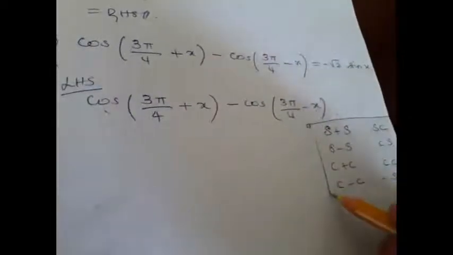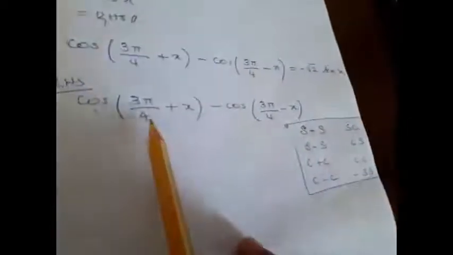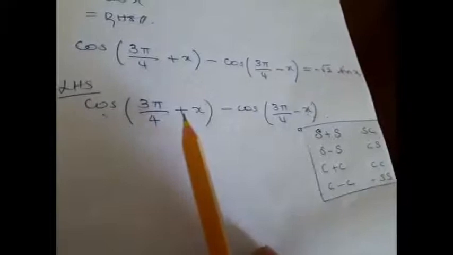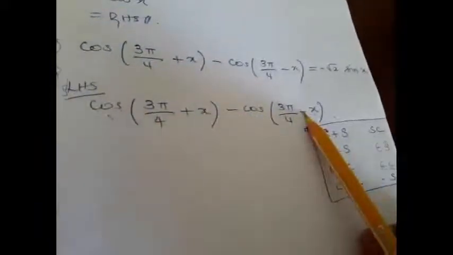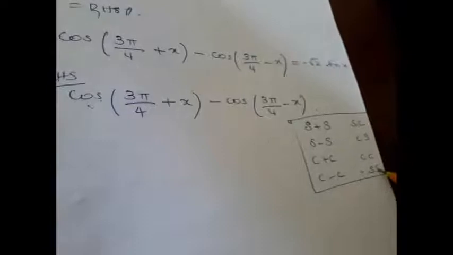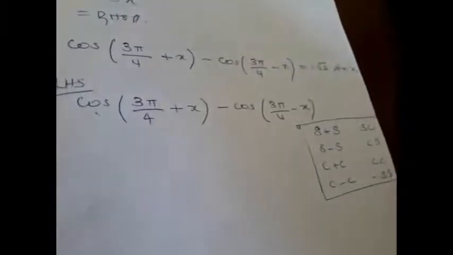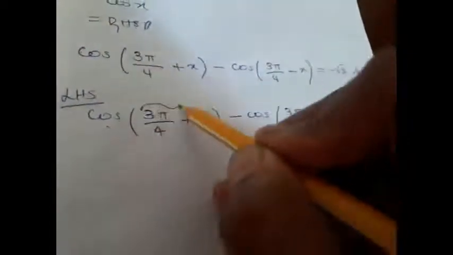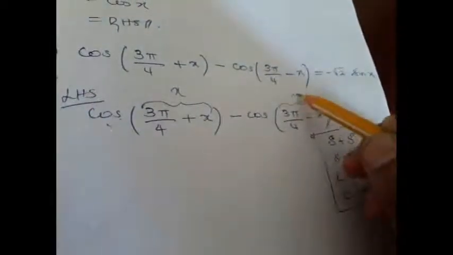So now I am going to solve this problem using this identity only, because of the angles. Actually the identity says cos x minus cos y equals minus 2 times sin of (x plus y) by 2 times sin of (x minus y) by 2. That's what the identity says, right? So this whole term I am going to take as my x, and this whole term I am going to take as y.